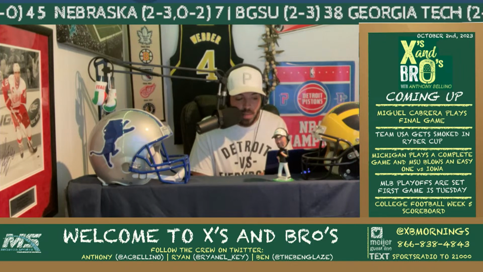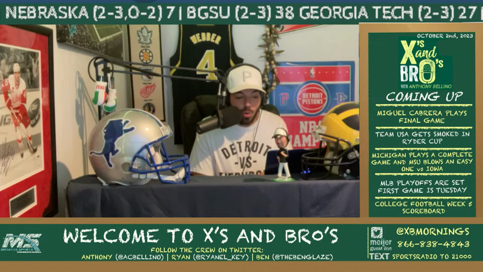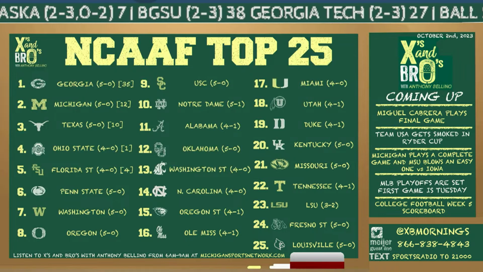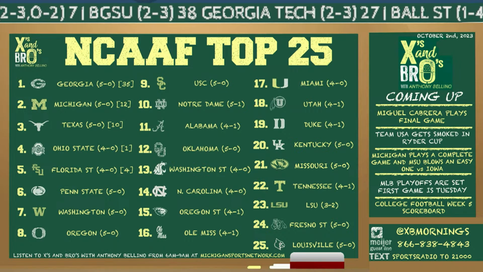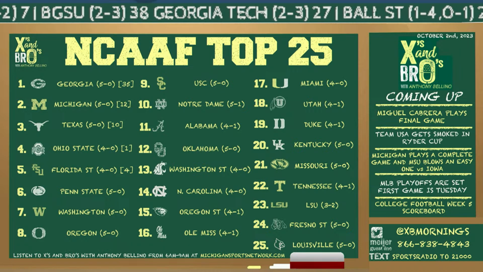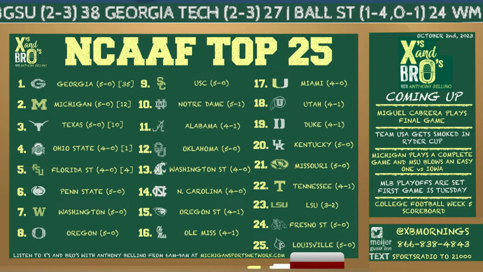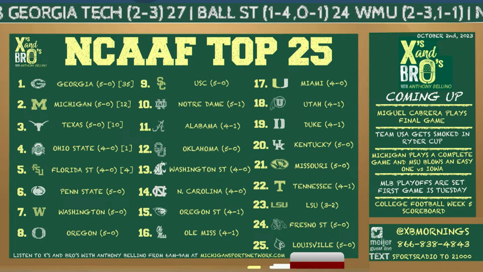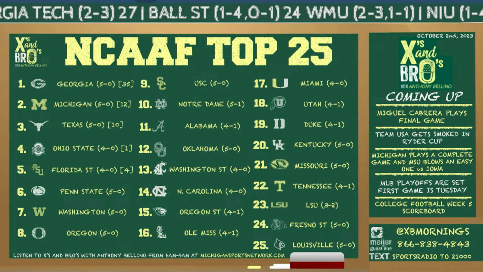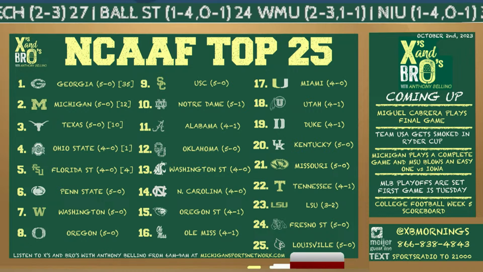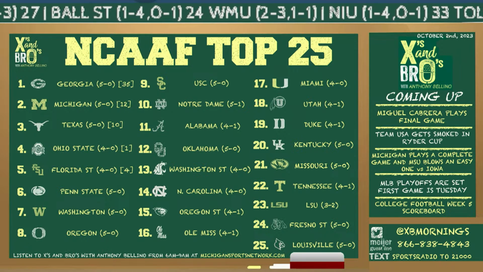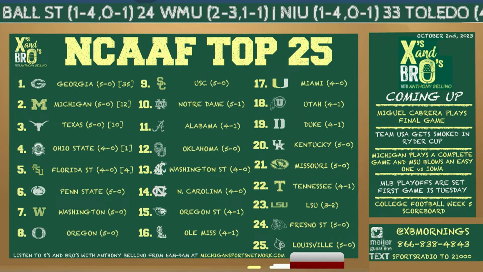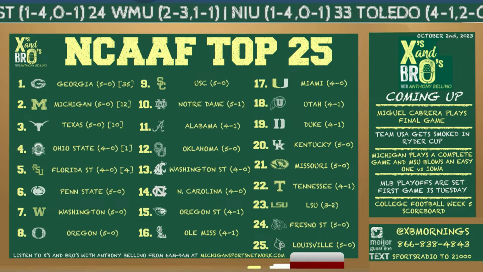AP Top 25. Georgia's number 1, Michigan 2, Texas 3, Ohio State 4, Florida State 5. Big Ten also got Penn State in at number 6. 7, 8, and 9 were all Pac-12 teams: Washington, Oregon, and USC. And Notre Dame rounds out the top 10. That's pretty interesting. Oh, the brand's always been better than the football there anyways. Duke. What are we doing? What are we doing, Duke? How does that happen?